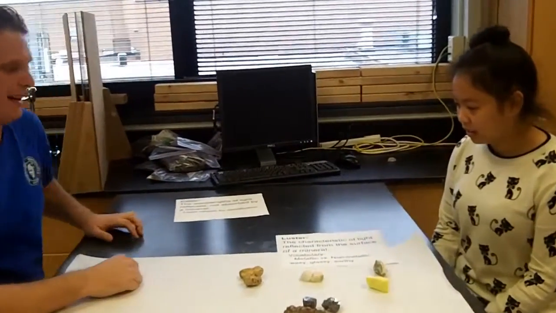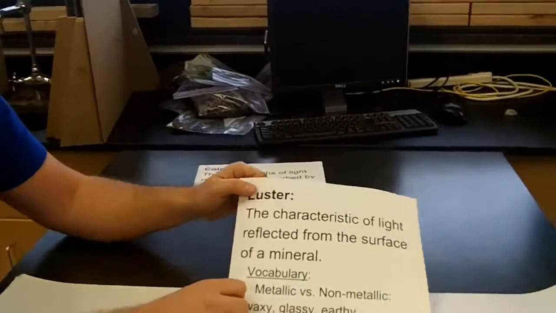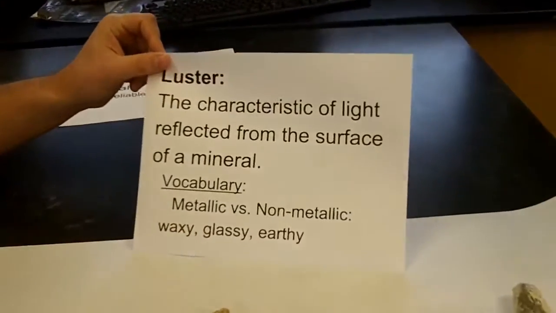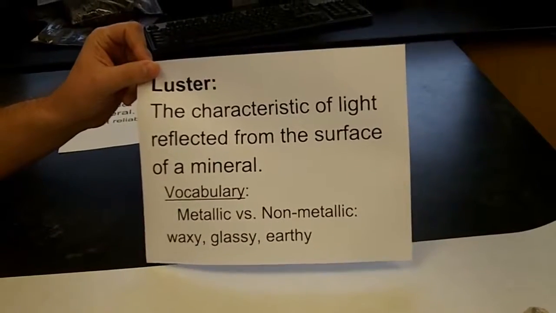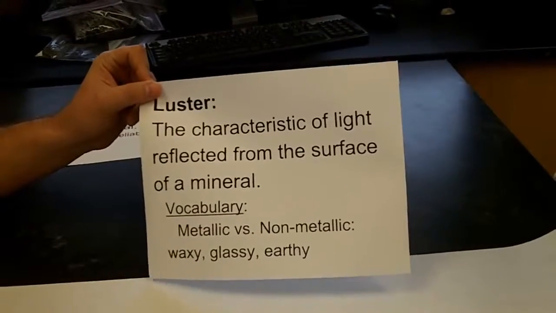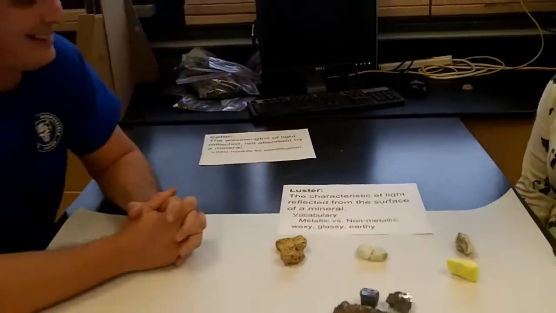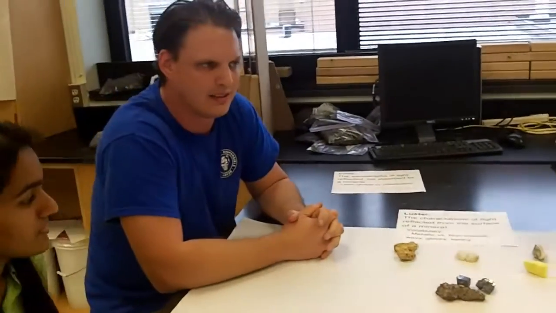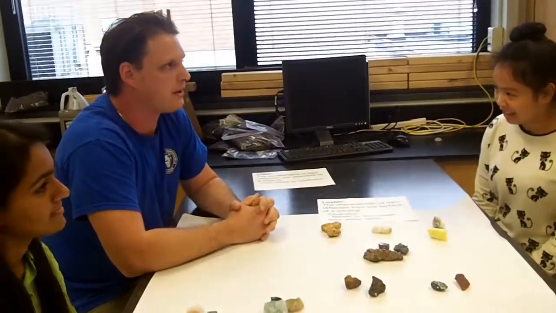This next one here is luster, and I'm just going to read the definition first, and then we'll talk about it. The characteristic of light reflected from the surface of a mineral. The characteristic of light reflected. All right, so what do we think about that? Characteristic of light. Characteristic. So how can, let's put it this way.